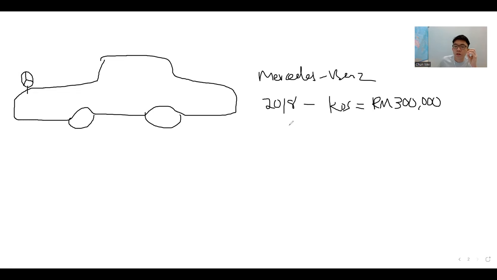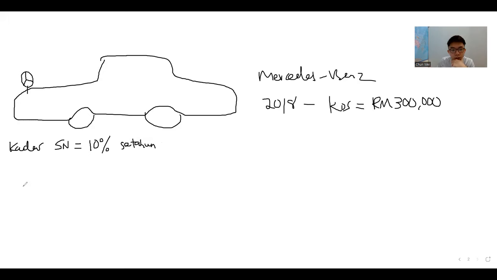When you buy the car for 300,000 ringgit, what we see is that every year the price will drop. Not only Merz, but any other car, they will have susut nilai. So now, I give you an example. Let's say the question says the car da susut nilai 10% setahun. Meaning every year, the price of this car akan jatuh 10%.